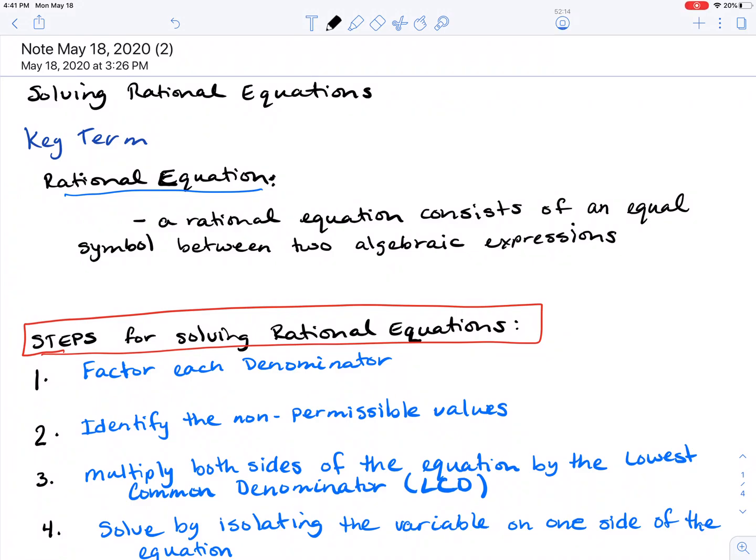Welcome to the tutorial for solving rational equations. First thing we need to realize is, what is a rational equation? A rational equation consists of an equal symbol between two algebraic expressions. So, it's an equation with an equal sign.